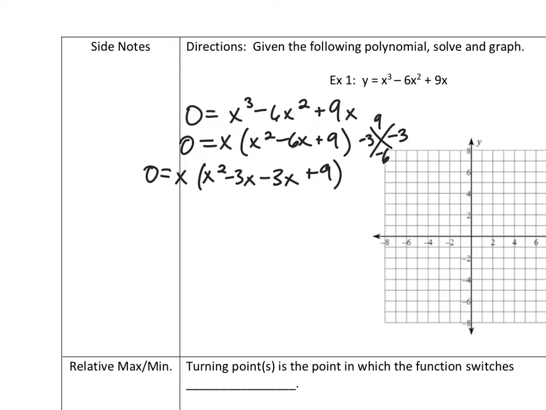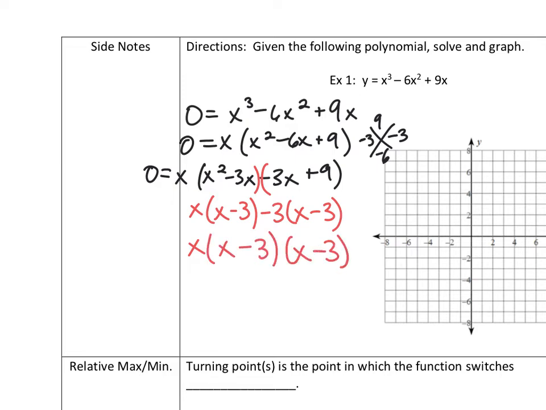And then we group these together. The first two terms have an x in common. The next two terms have a negative 3 in common. Rewrite, making sure I keep my GCF, and this is what I end up with. So we set each factor equal to 0, right? And that gives us what our x values are.